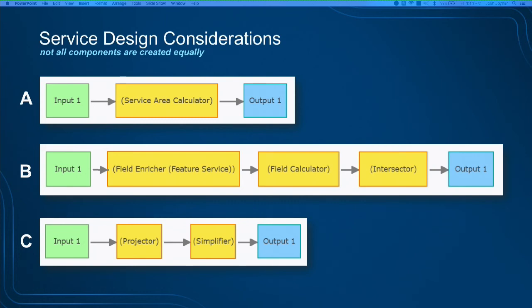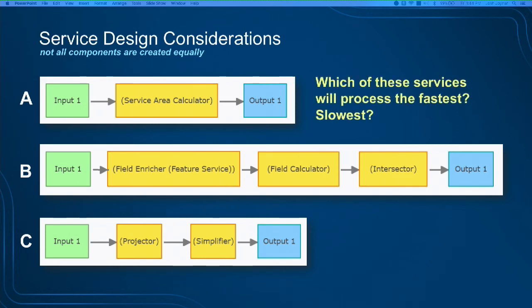The second service, we have the same data going through a field enricher, which is doing some local enriching of the data off a feature service. It's going through a field calculator, going through some intersector, maybe comparing the local incoming geometry with the geometry stored in your geofences. And the third service, we have our input going out to a projector where it's changing the coordinate system on some incoming data, changing the spatial reference, maybe simplifying the geometry, and then going to an output.